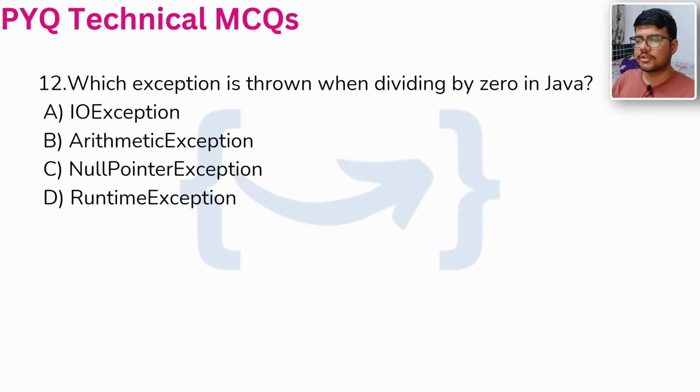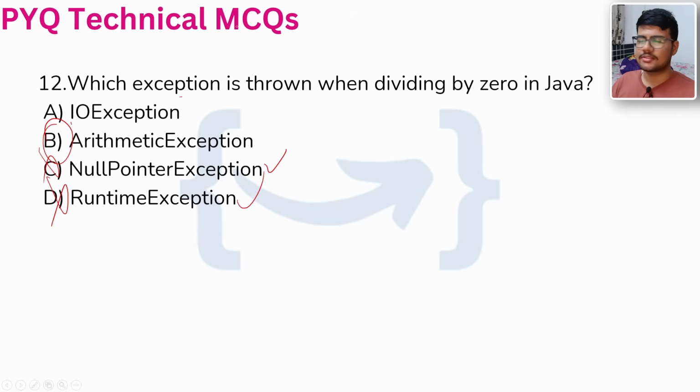Which option is thrown when dividing by 0 in Java? IO, input output? No. Arithmetic? Yes, it makes sense. Null pointer exception? No. Runtime exception? No. So now your homework is to study when these will occur, like input output exceptions.